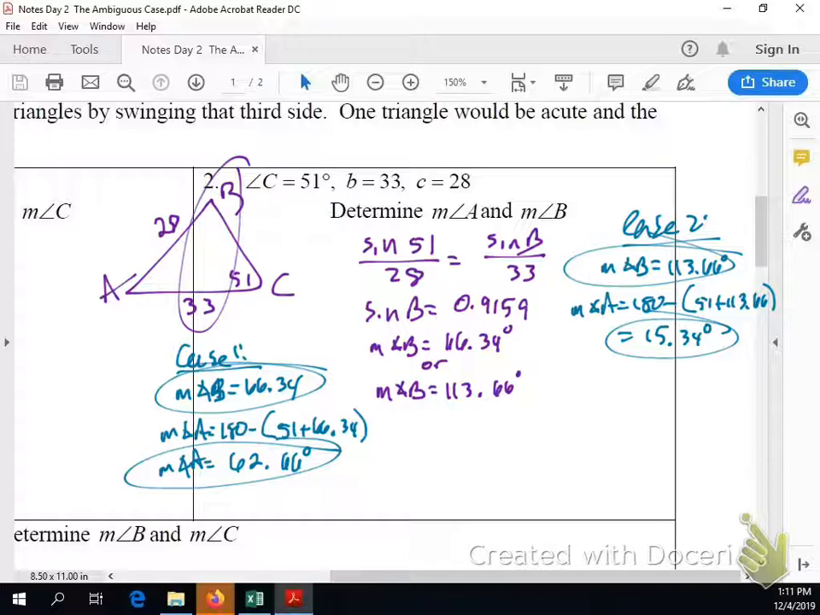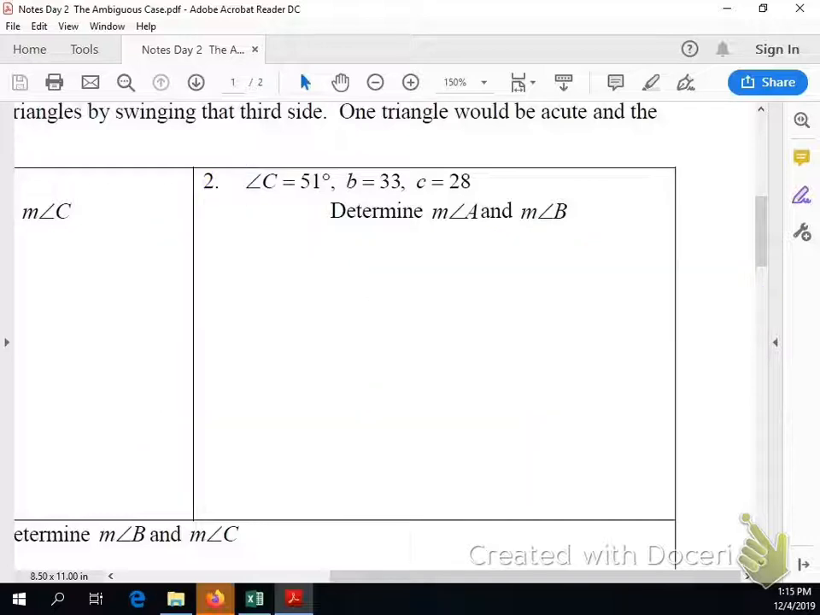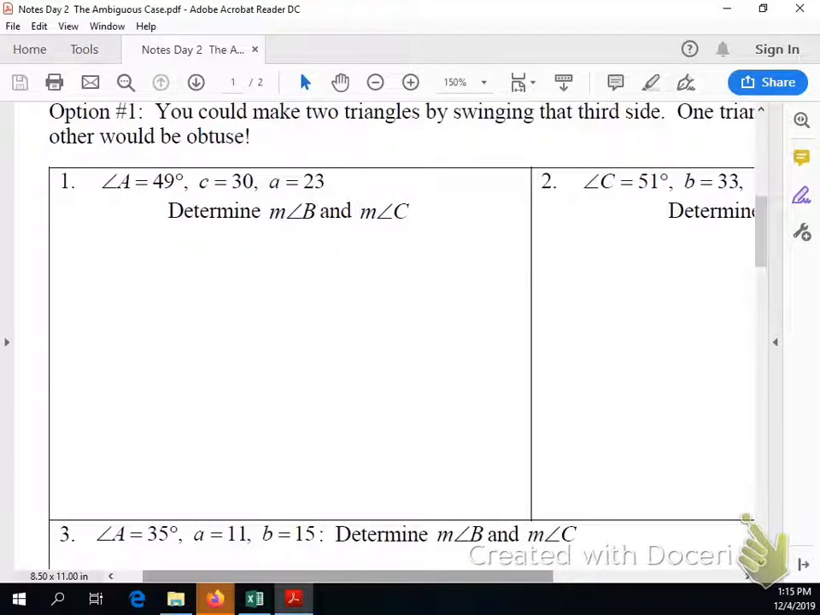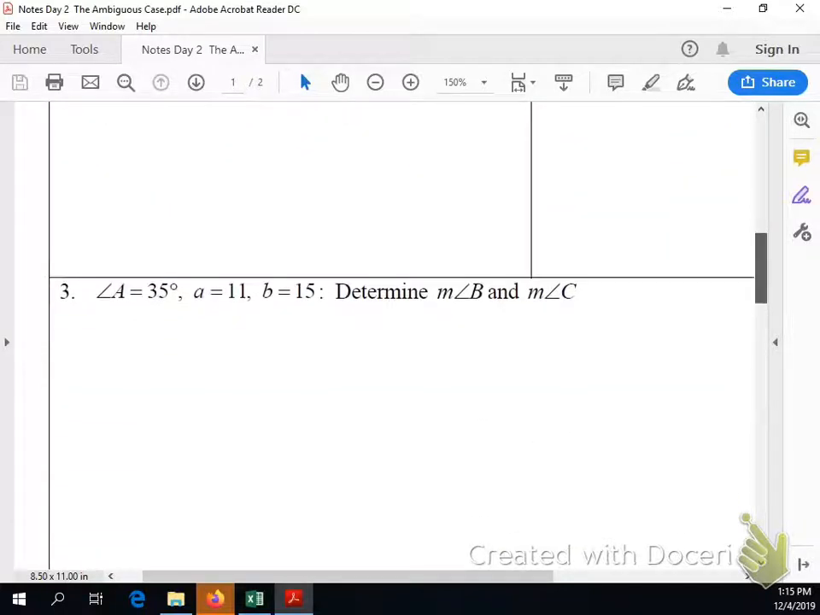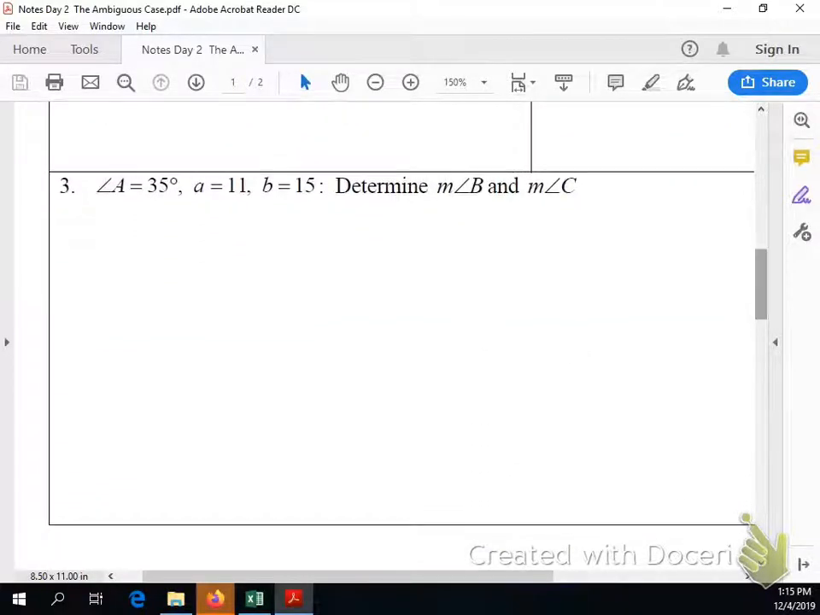All right, hopefully that makes enough sense. If it does, then go ahead and try number 3 on your own. Stop the video, work it out, and then you can start it back up and check and see if you're right.